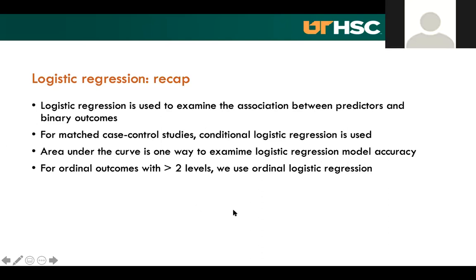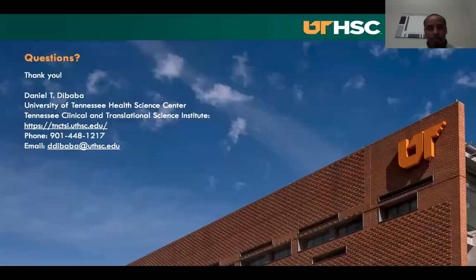For ordinal outcomes, which are outcomes with inherent ranking with more than 2 levels, we use ordinal logistic regression. And for outcomes with more than 2 levels that do not have inherent ranking, we have to use multinomial logistic regression analysis. In all these cases, the outcomes are not continuous variables. The outcomes are whether an event happened or not, and they are kind of count variables.